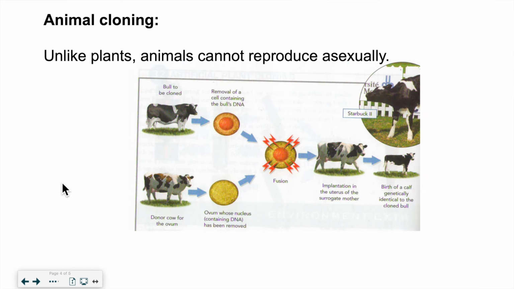Then we have animal cloning. So we talked about Dolly before. It is possible to clone certain animals. With horses, we're able to do it. With cattle, we're able to do it. With sheep. Other animals, such as monkeys, chimpanzees, and whatnot, it hasn't been very successful.